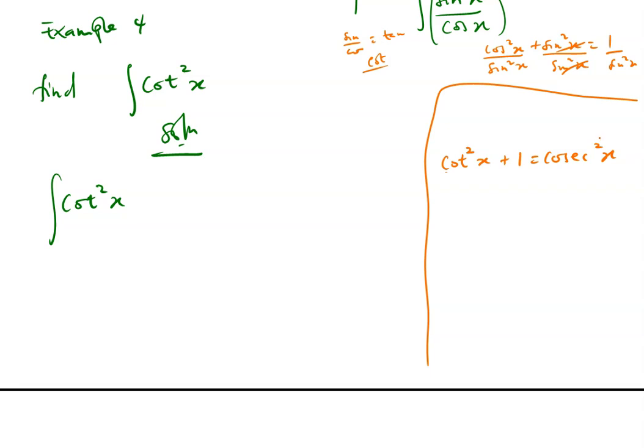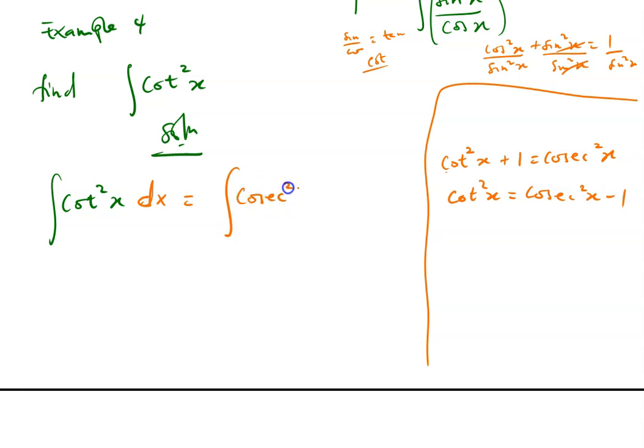With this, we can make cot squared x the subject, which is very simple. So cot squared x is equal to cosec squared x minus 1. So we can substitute it here. So it's the same as the integral of what?